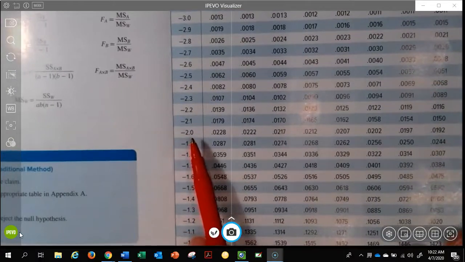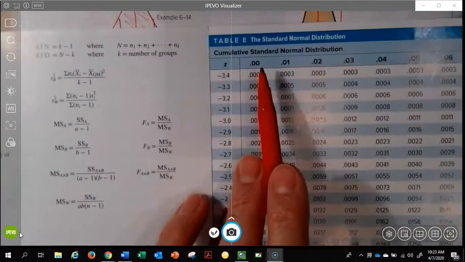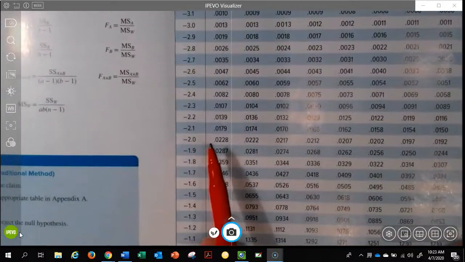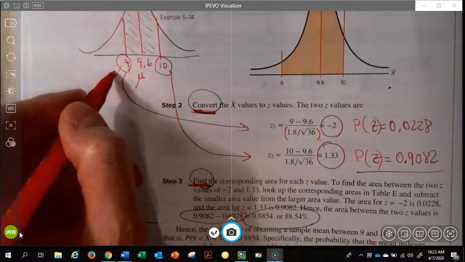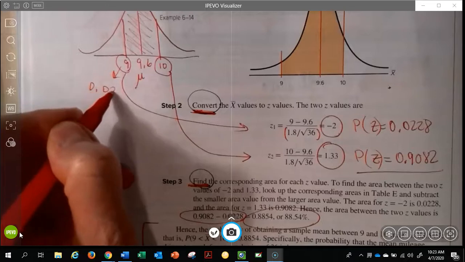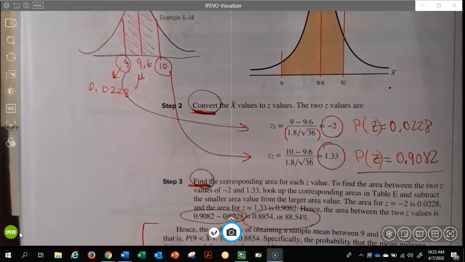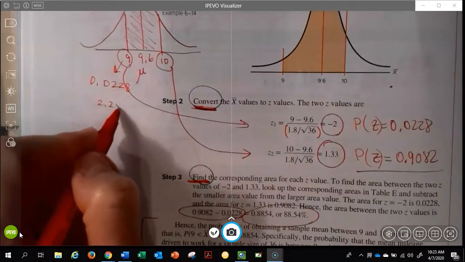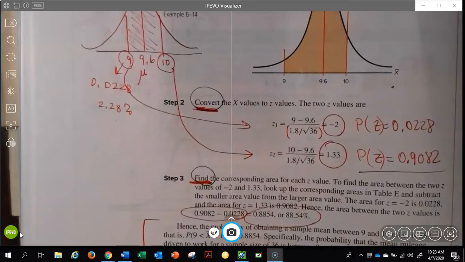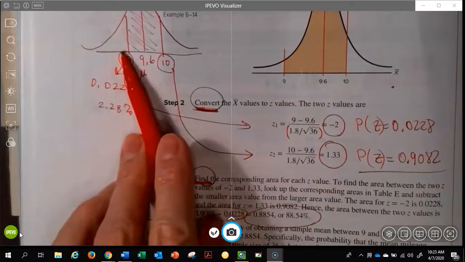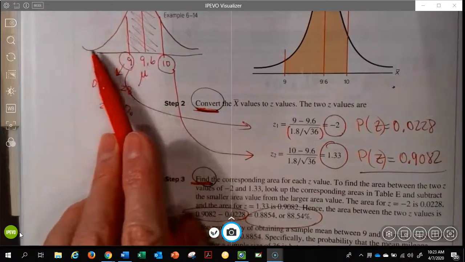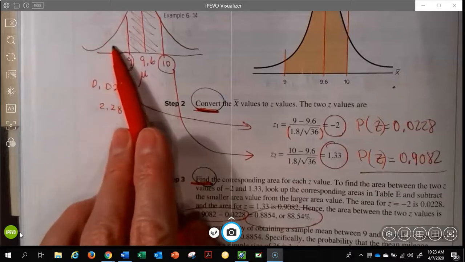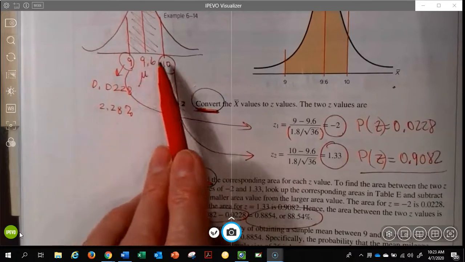At -2.0, it says that my area is 0.0228. So I've already written that down. So this area on the bottom side is 0.0228, or about 2.28%. But that means it's everything to the left. I don't want that. I'm going to want to take that number and subtract it off very soon after I find out what number goes here.